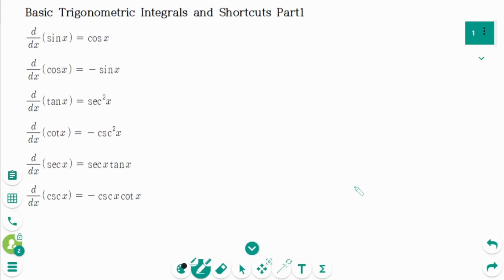This video will cover beginner questions regarding the topic of basic trigonometry integrals and shortcuts, part 1. Here are the differential formulas for 6 trigonometric functions. Use these formulas. The first one, derivative of sine x is cosine x. So, antiderivative of cosine x dx equals sine x plus c.